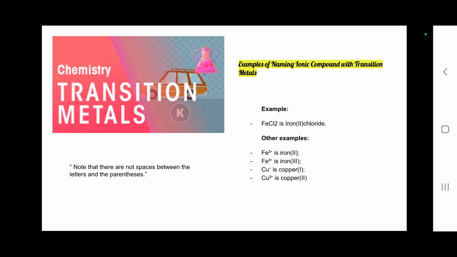In topic 4, we talk about transition group metals in period 4: scandium, titanium, vanadium, chromium, manganese, iron, cobalt, nickel, copper, and zinc. And we mention the physical and chemical properties of those elements, why they form variable charges while most of the main group metals have a fixed charge, and how to name an ionic compound that contains transition metals.